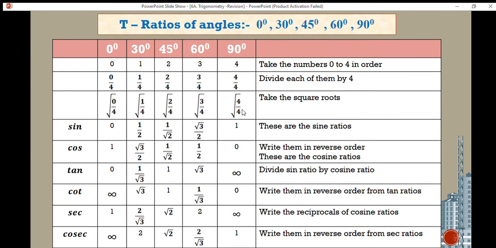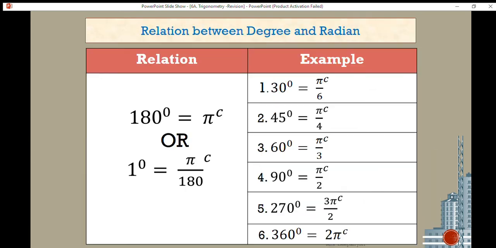And at last, 1 upon 0. 1 upon 0 means not defined. Hence, we can write it as infinity. So this way you have to remember for sine and cos. Immediately you can write for tan, and hence we can write for cot, sec and cosec.